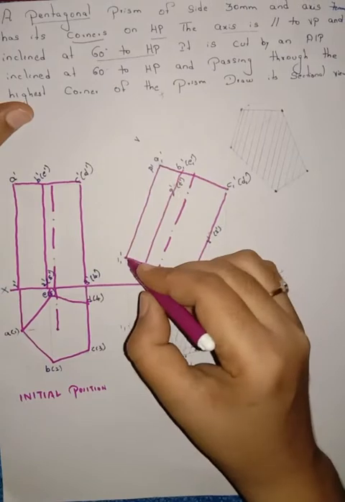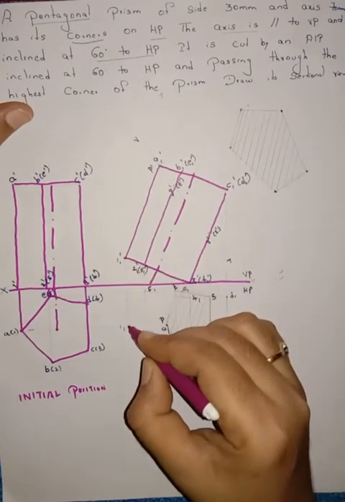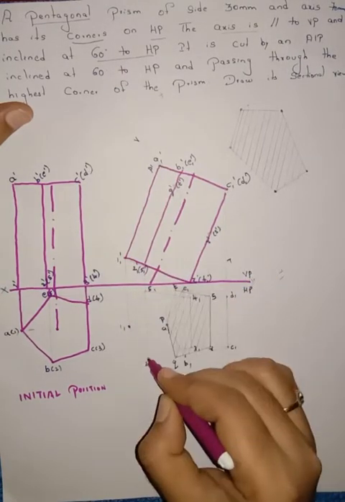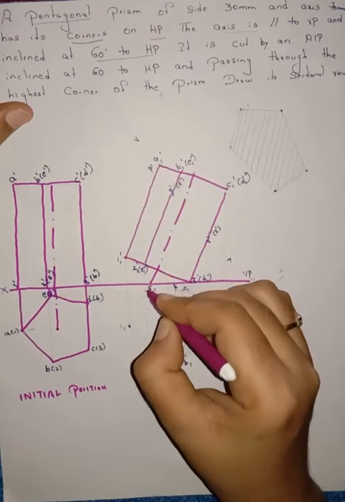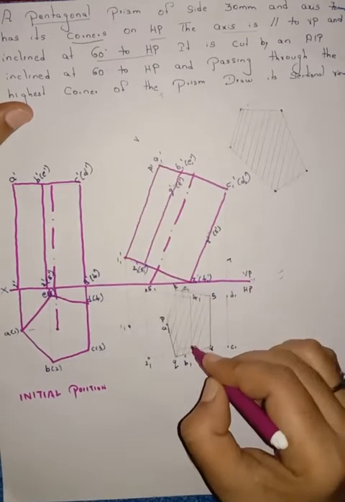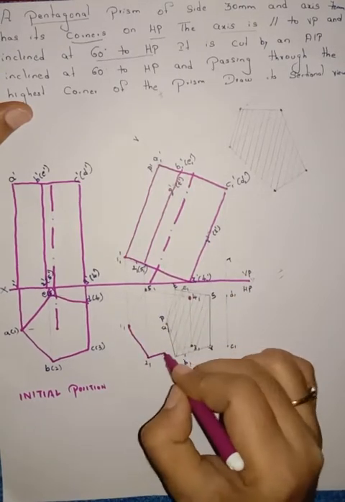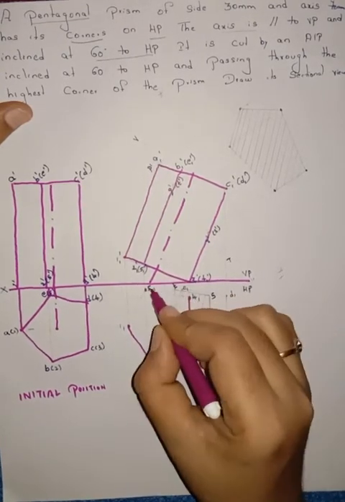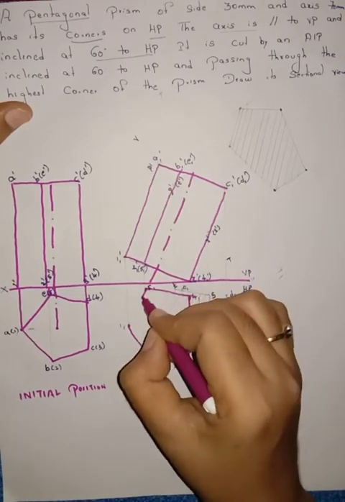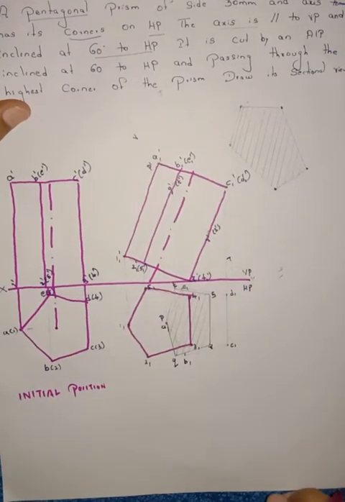After that, what do we have to do? From 1, draw a straight line till point 1. From 2, draw a straight line till 2. From 5 to 5, again. From 3 to 3, from 4 to 4. If you join this 1, 2, 3, 4, 5, you will get the pentagon shape.